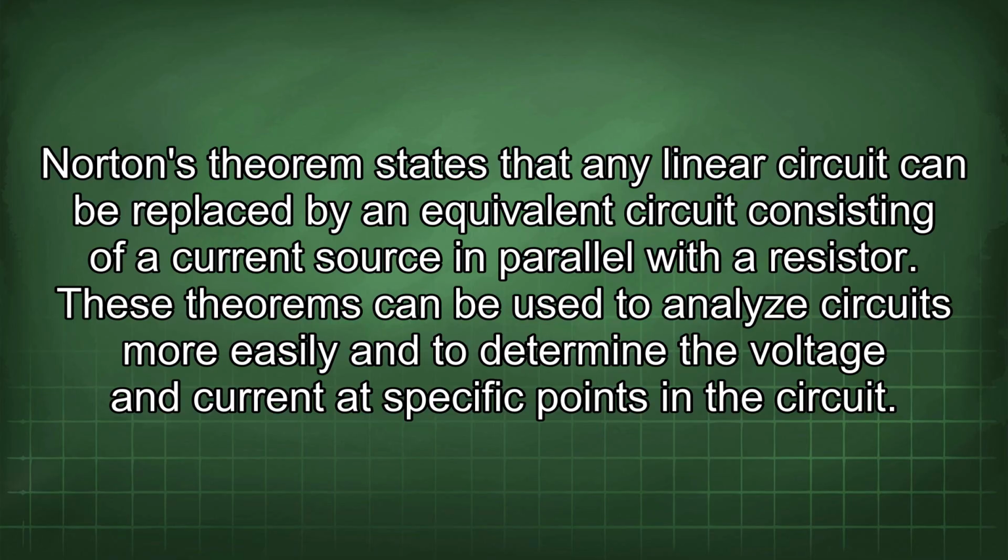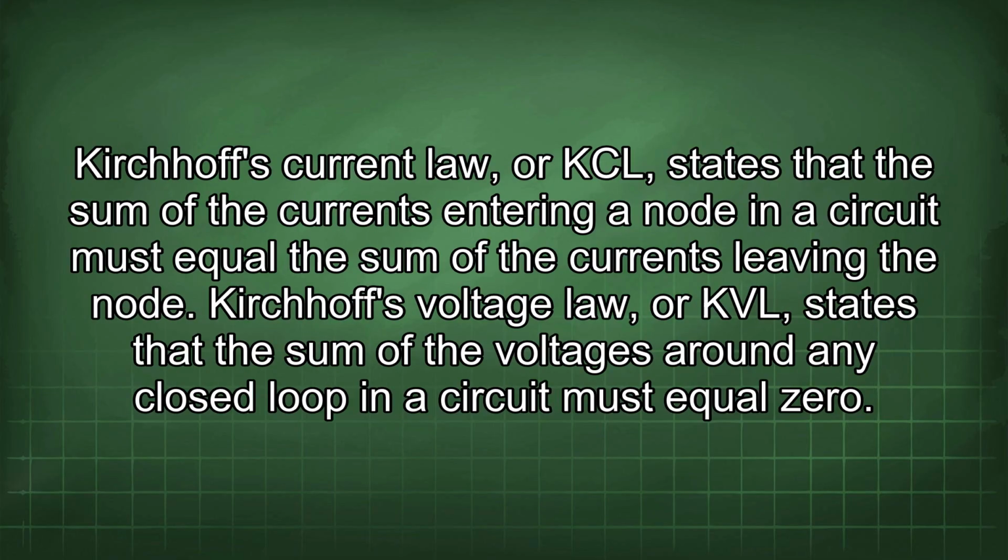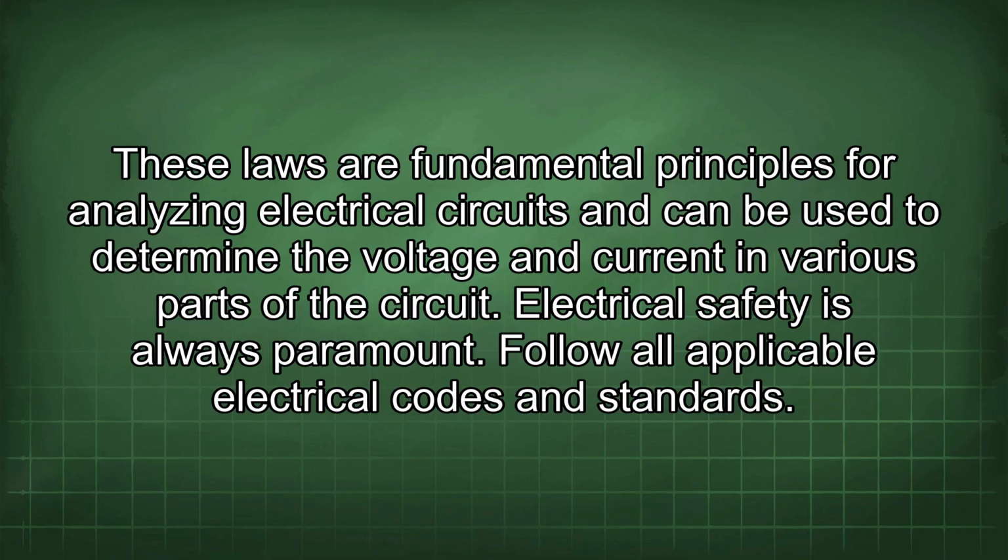Kirchhoff's current law, or KCL, states that the sum of the currents entering a node in a circuit must equal the sum of the currents leaving the node. Kirchhoff's voltage law, or KVL, states that the sum of the voltages around any closed loop in a circuit must equal 0. These laws are fundamental principles for analyzing electrical circuits and can be used to determine the voltage and current in various parts of the circuit.